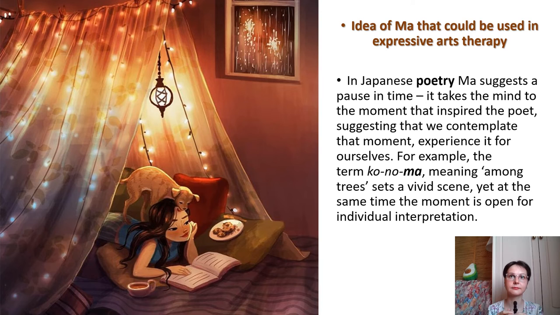If we talk about expressive arts therapy, we could use poetry as a therapeutic way to express our feelings and to speak about our life nowadays. In Japanese poetry, Ma suggests a pause in time. It takes the mind to the moment that inspired the poet, suggesting that we contemplate that moment and experience it for ourselves. For example, Konoma, meaning among trees, sets a vivid scene. Yet at the same time, the moment is open for individual interpretation.